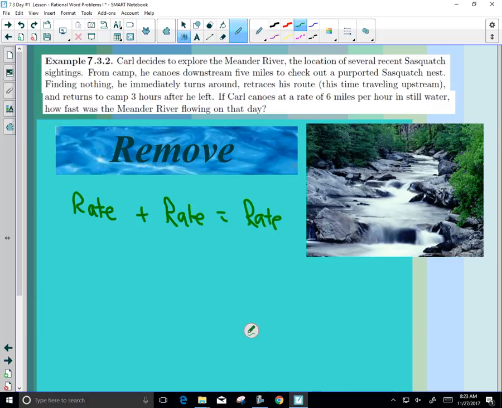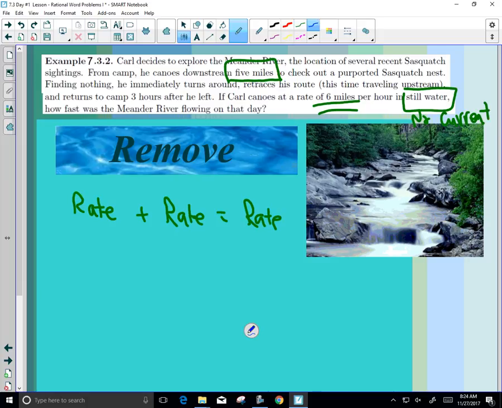Carl decides to explore and meander the river, the location of several recent Sasquatch sightings, of course Sasquatch. He canoes downstream 5 miles, where he thinks there's a Sasquatch nest. Finding nothing, he turns around, retraces his route, and comes back to camp 3 hours after he left. If Carl canoes at a rate of 6 miles per hour in still water, now that's not in still water, Minnesota. Still water means no current.